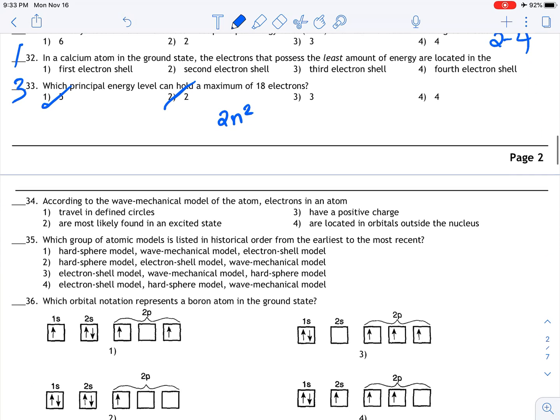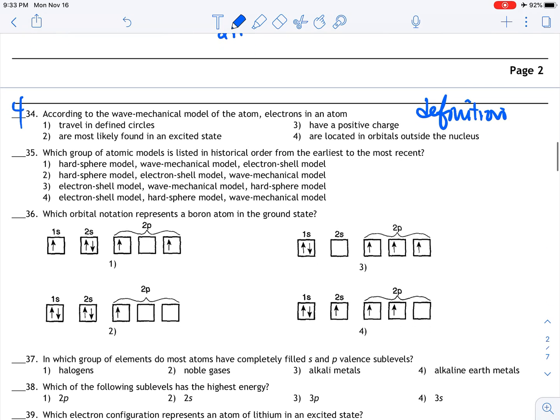According to the wave mechanical model, electrons in an atom are located in orbitals. This is a definition. So if you were confused, check it out. Okay, so we've already talked about this, I believe. What comes first is hard sphere, then we have electron shell, then we have wave mechanical. So this is like Democritus, followed by Bohr, followed by Schrödinger. I think there's a C there.